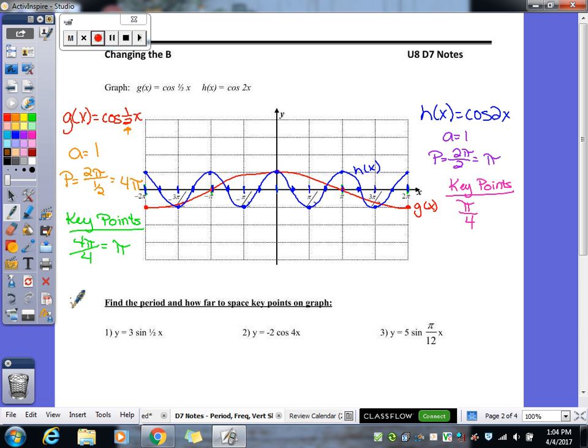So now you kind of see the difference of what happens when you go from 1/2 as a b value to 2 as your b value. As I said, for that 2, that means it goes down and up 2 times in one typical period.